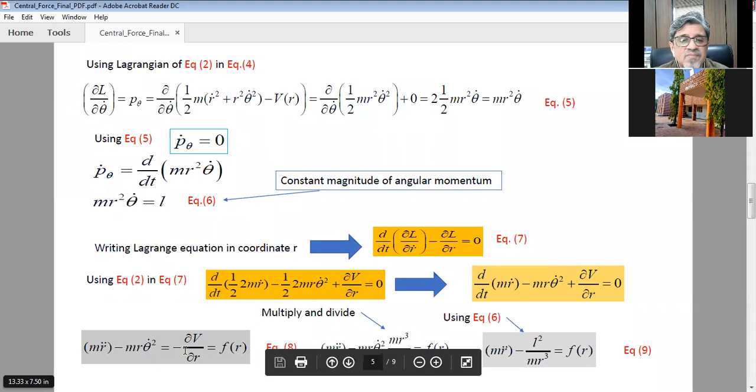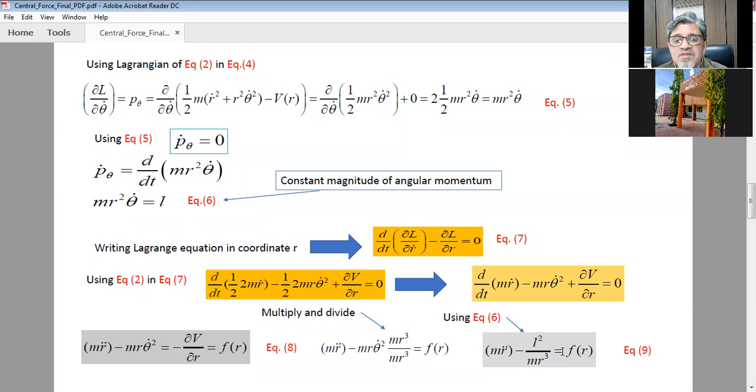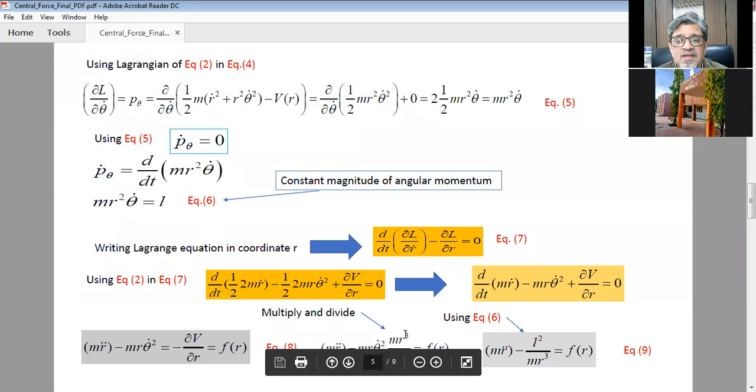Now the second term, we multiply and divide by m r cubed. This term is multiplied and divided by m r cubed, and then again using equation number 6, which we have used here. So it is m r double dot minus L squared divided by m r cubed is equal to f(r). So you can see that m r cubed was multiplied and divided, and then we used equation number 6.